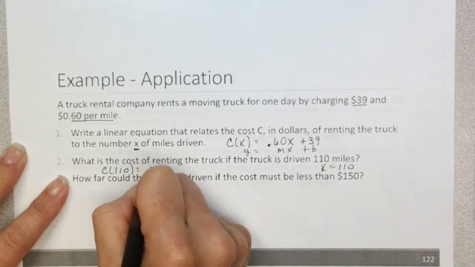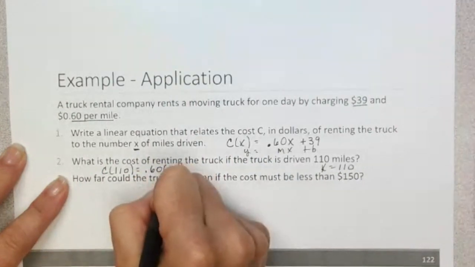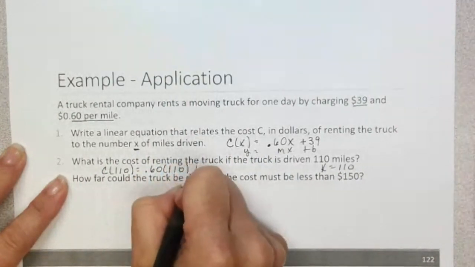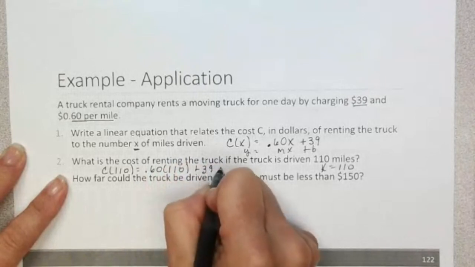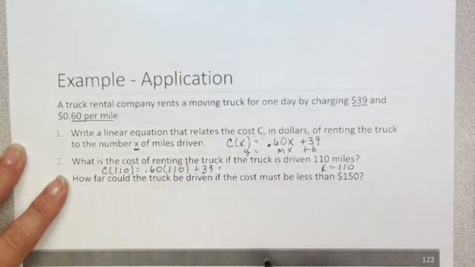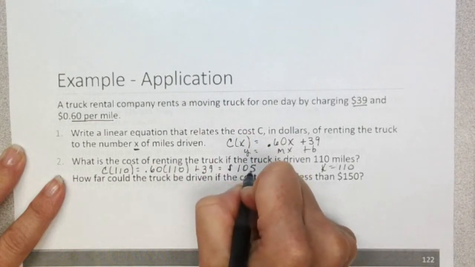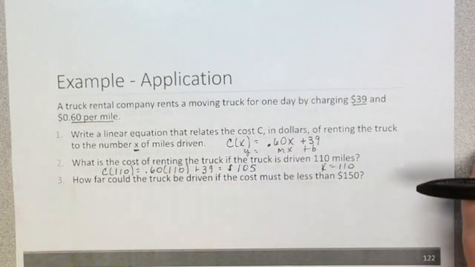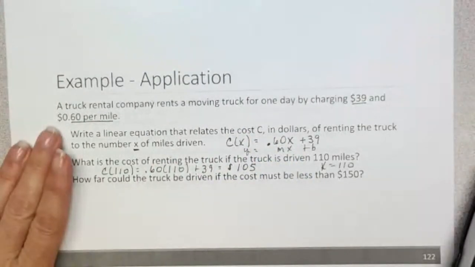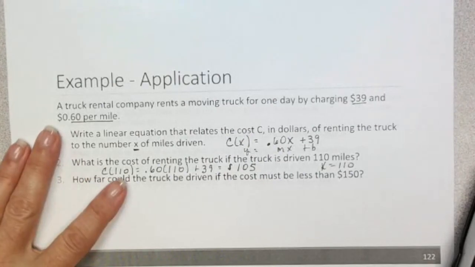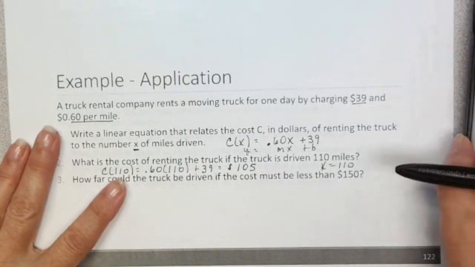Well, that's going to be 0.60 times 110 plus that $39 fixed fee, which is $66 plus $39, or $105. Get that right. I shouldn't do these things in my head. Let's make sure. 110. Yeah.